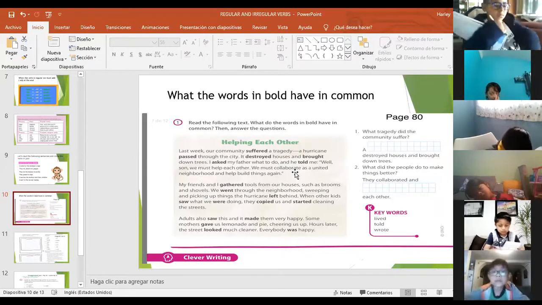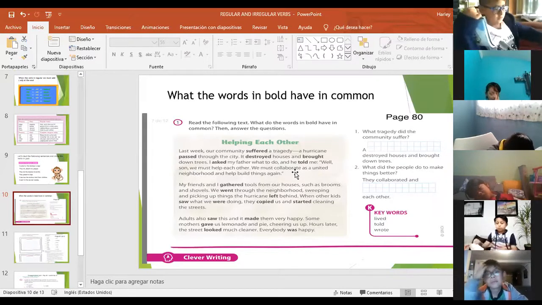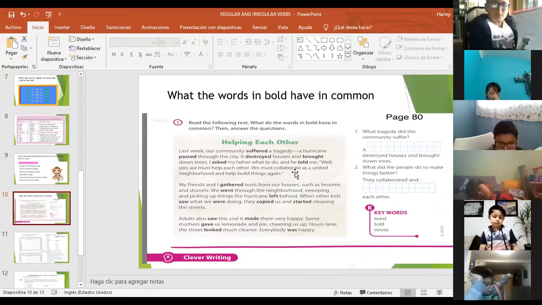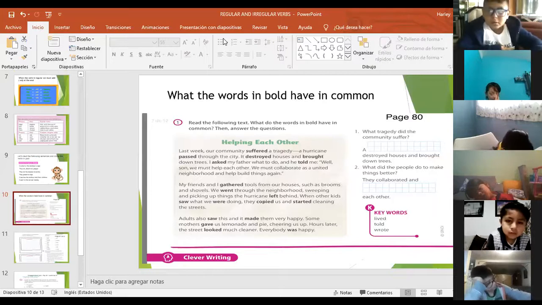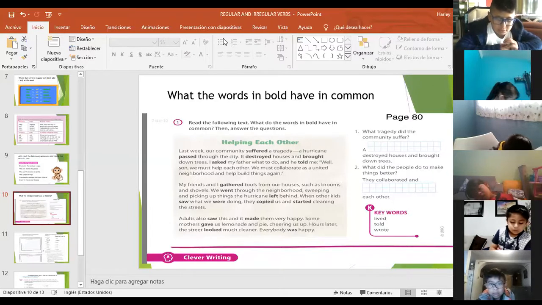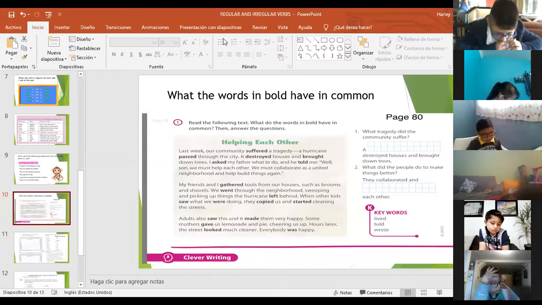What do the words in bold have in common? Do you know what the words in bold have in common? Ian, can you tell me what the words in bold have in common? You can speak in Spanish and tell me what the words in bold have in common.